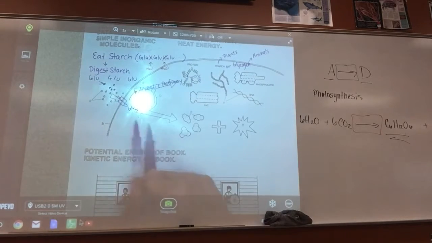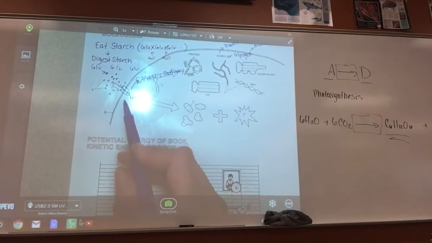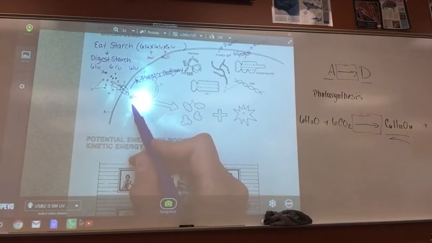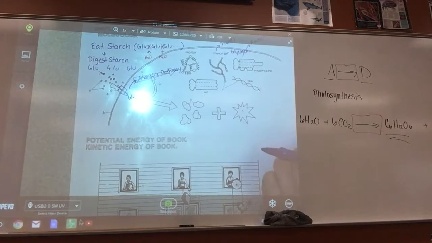This is the second use for glucose. Glucose can be used for energy, and how we get energy from glucose is we break it down. It's quite literally the opposite of photosynthesis. And so if we read photosynthesis from right to left, that would be cellular respiration, breaking down glucose. We use oxygen and glucose and break down that glucose into carbon dioxide and water.